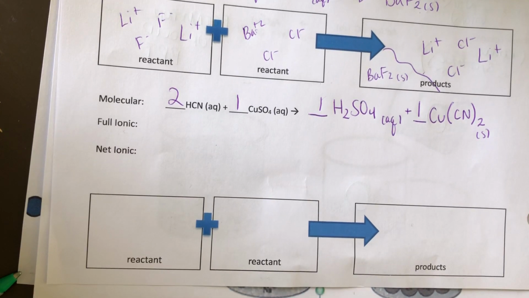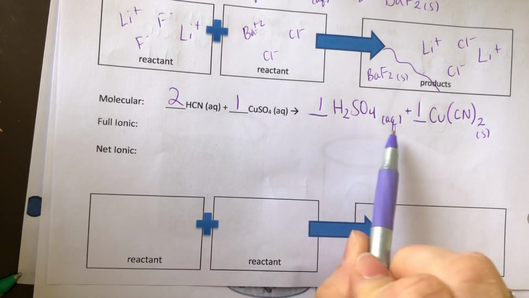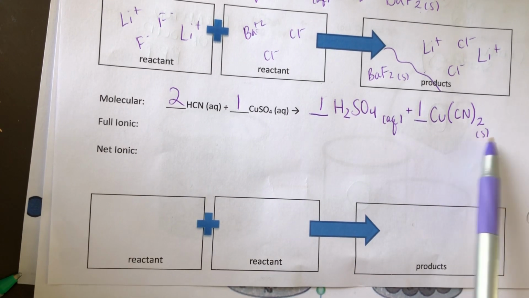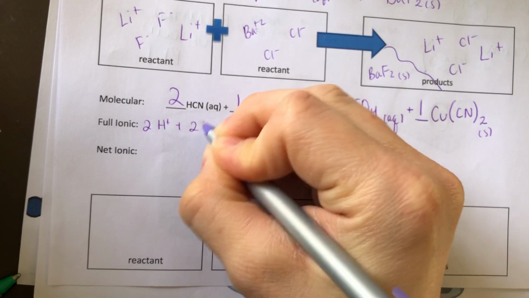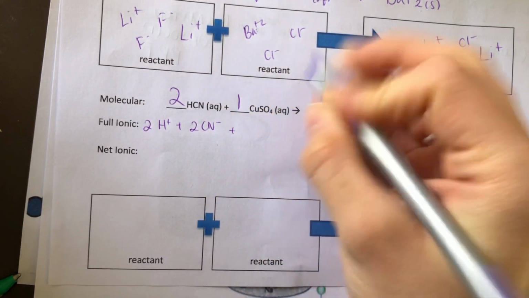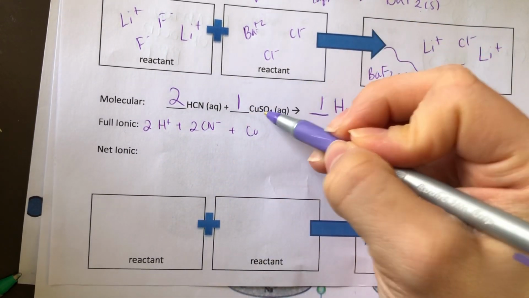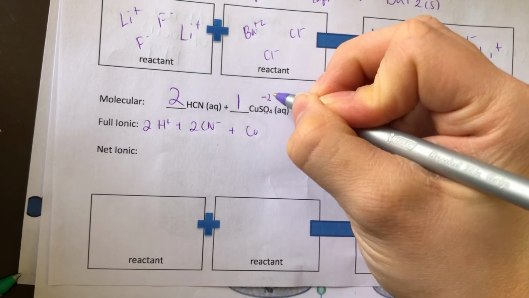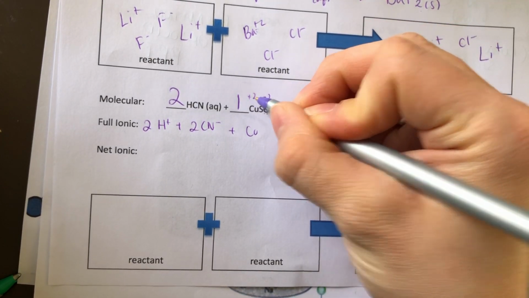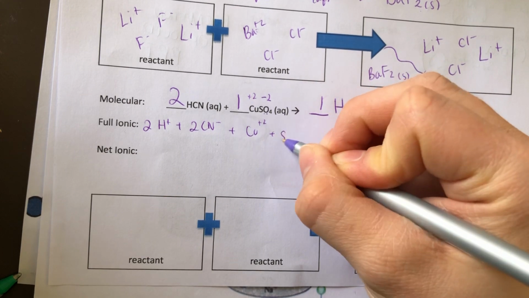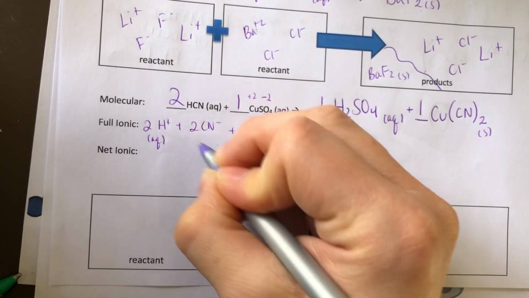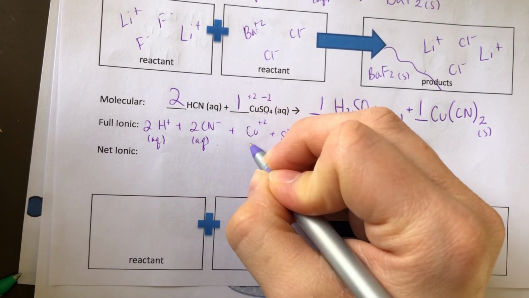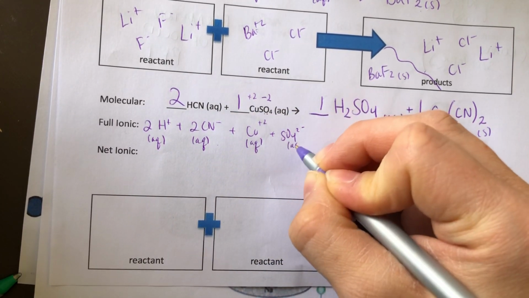Okay, hopefully you just tried it out. You paused the video and let's break up everything that's aqueous into its ions. The only thing we're not going to break up is the solid thing. So I'm going to have 2 hydrogen ions and 2 cyanide ions. I'm going to have a copper ion. To figure out its charge, it's bound to a sulfate, which is -2. So that means that copper has to be +2. All right, all of these are aqueous because they came from aqueous compounds.